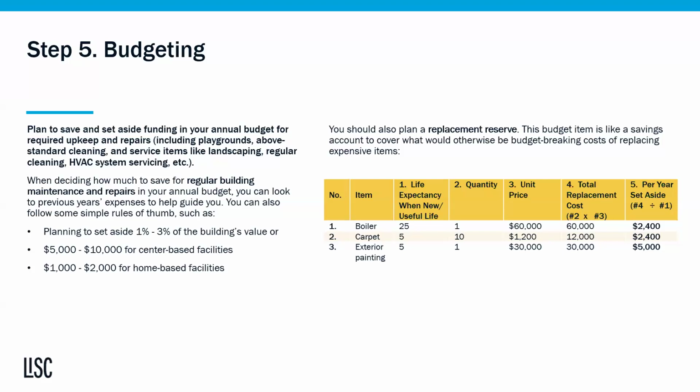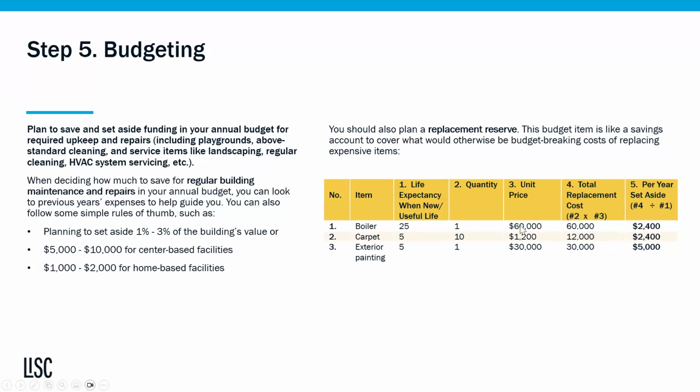So we've included here a little example of how you might estimate an annual set aside. So you have your facility asset, for example, a boiler. You have an expected useful life. So how long will that piece of equipment typically last if you're doing all of your maintenance activities and inspections? 25 years we have here. You only need one. You have the unit price.